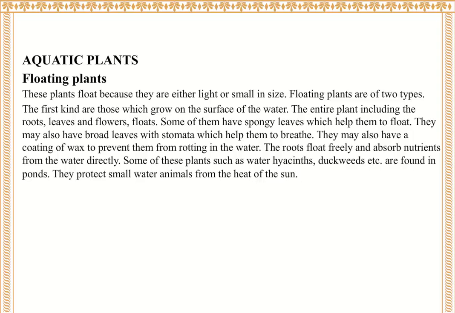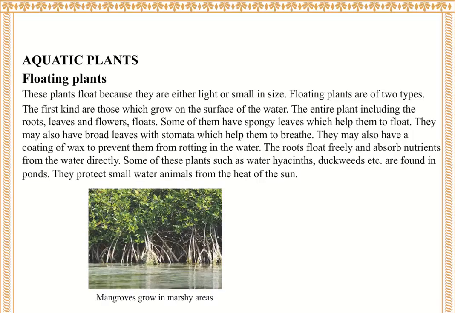They may also have a coating of wax to prevent them from rotting in the water. The roots float freely and absorb nutrients from the water directly. Some of these plants such as water hyacinths, duckweeds, etc. are found in ponds. They protect small water animals from the heat of the sun. Mangroves grow in marshy areas.